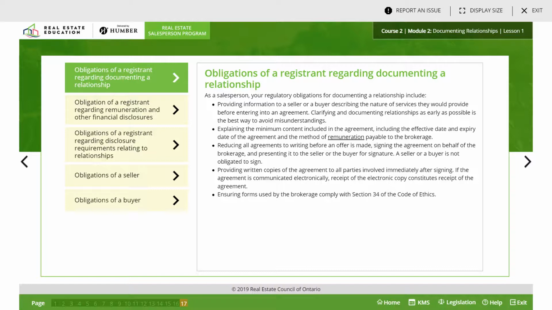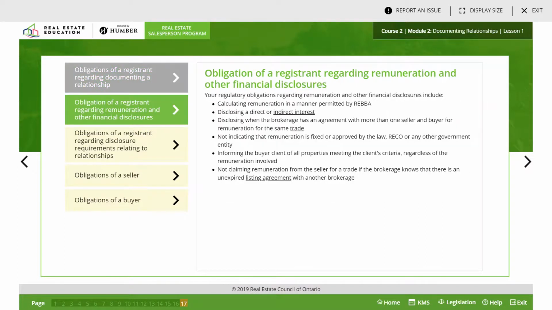Reducing all agreements to writing before an offer is made, signing the agreement on behalf of the brokerage and presenting it to the seller or the buyer for signature. A seller or a buyer is not obligated to sign. Providing written copies of the agreement to all parties involved immediately after signing. If the agreement is communicated electronically, receipt of the electronic copy constitutes receipt of the agreement. Ensuring forms used by the brokerage comply with Section 34 of the Code of Ethics.